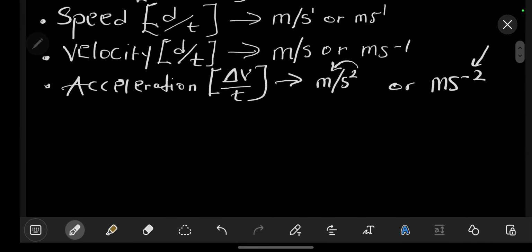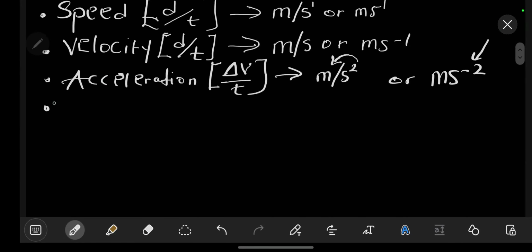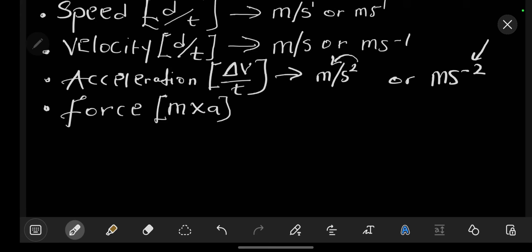All right, next we'll look at right now is force. The formula for force is mass times acceleration. It's very, very popular. Now, the unit for force is Newton. Newton is the most common unit for force, and the symbol is capital letter N.